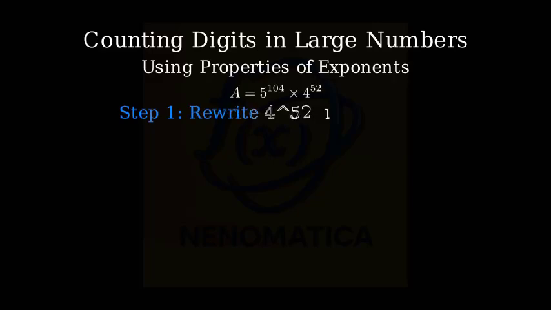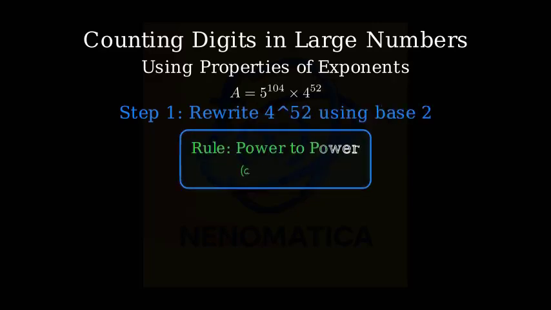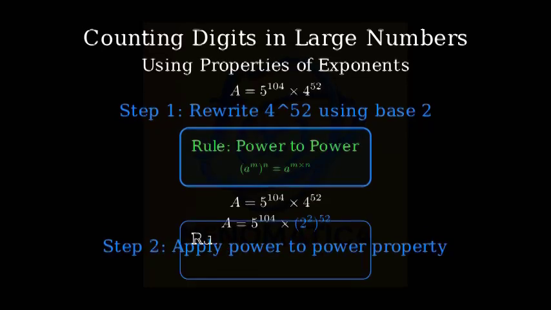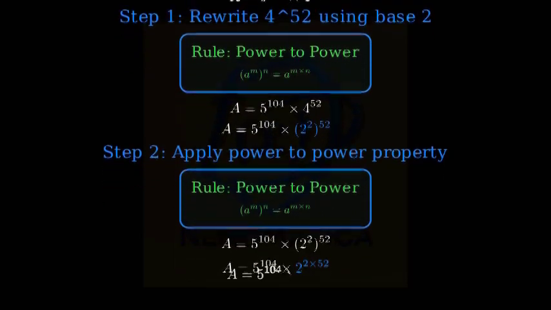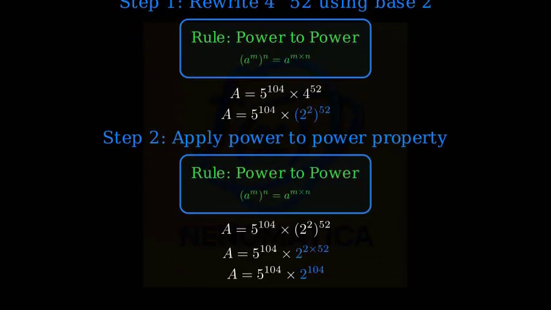Let's begin by rewriting the expression for a. First, we can express 4 as 2 squared. So 4 to the power of 52 becomes the quantity 2 squared, all to the power of 52. Now we'll apply the power to power property, which states that when we have a power raised to another power, we multiply the exponents. So 2 squared to the power of 52 becomes 2 to the power of 2 times 52, which is 2 to the power of 104.